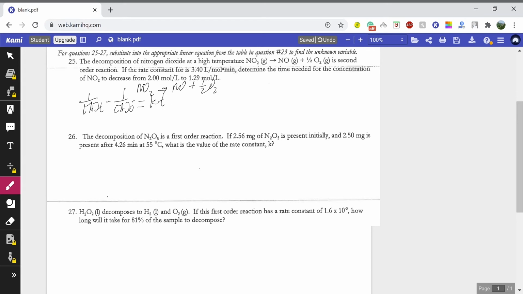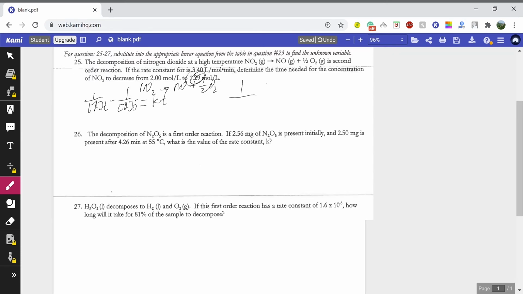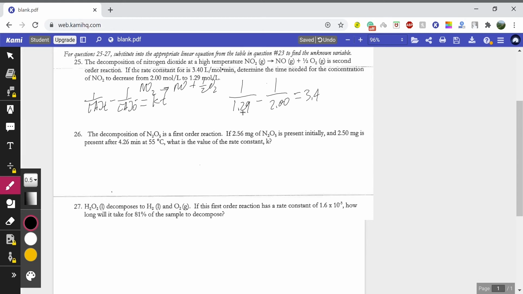So first let's start plugging numbers in. The initial is 2.00, and we're going from 2.0 to 1.29. So our concentration after a period of time will be 1.29. So 1 over 1.29 minus 1 over the initial concentration, which is 2.00, equals k, which is 3.4, times t.